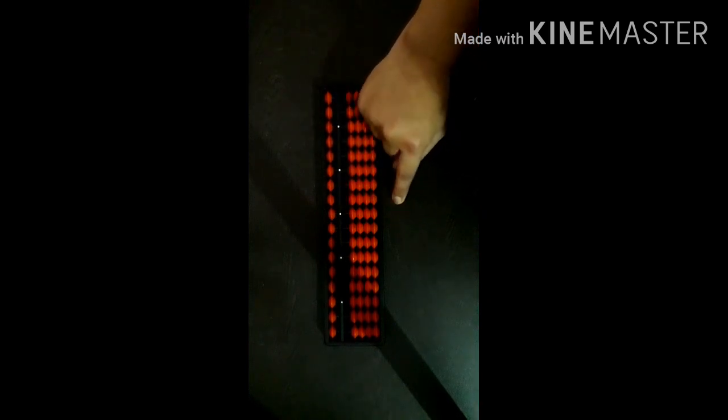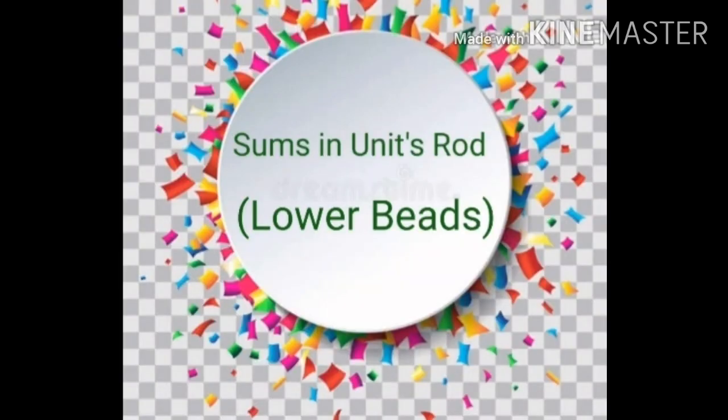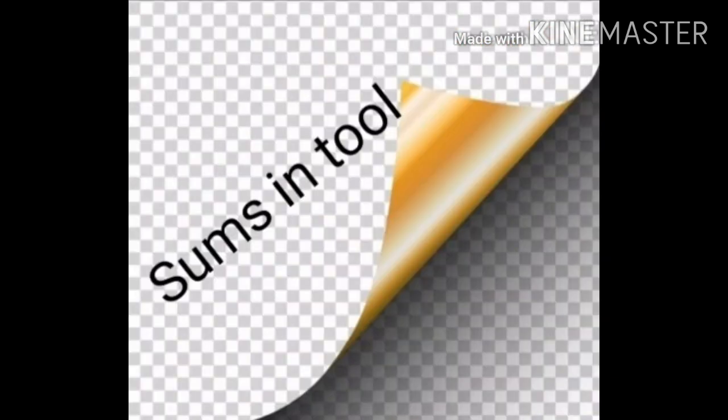Now class, listen one thing. In your abacus tool, you have to focus on the beads. Today, I am not taking the upper bead. We will only do the calculation in the units rod lower beads, as our today's topic is units rod lower beads. So we will only use these 4 beads today. So start. Now we will do some sums, as our today's topic is sums in units rod lower beads. So now we will do the sum in tool.